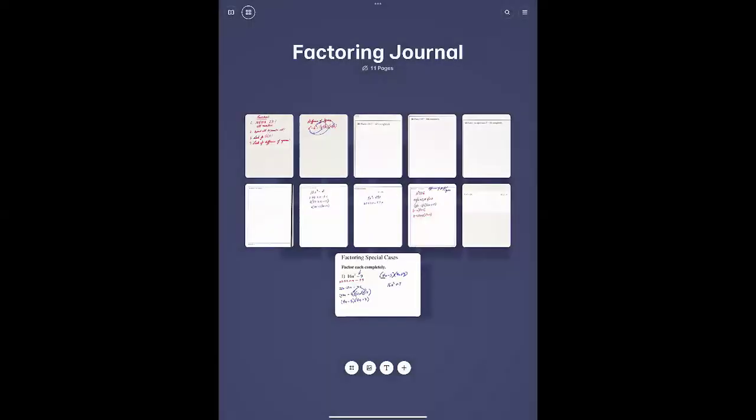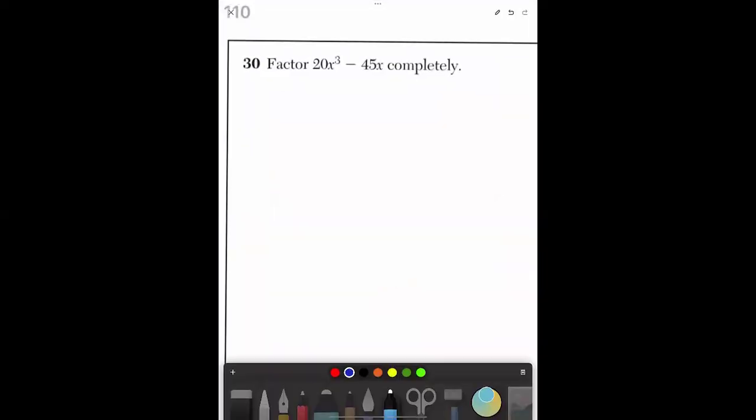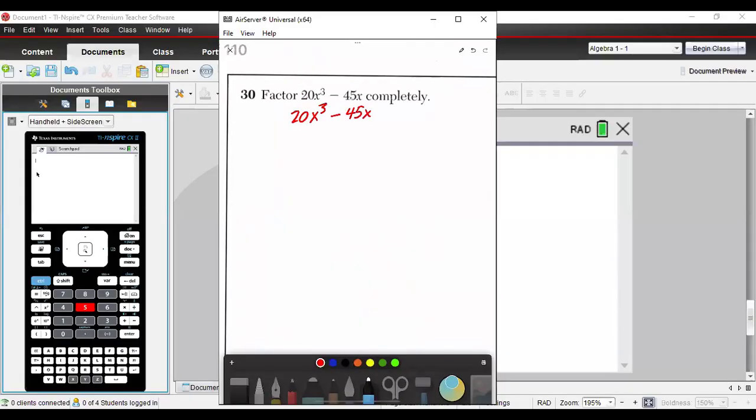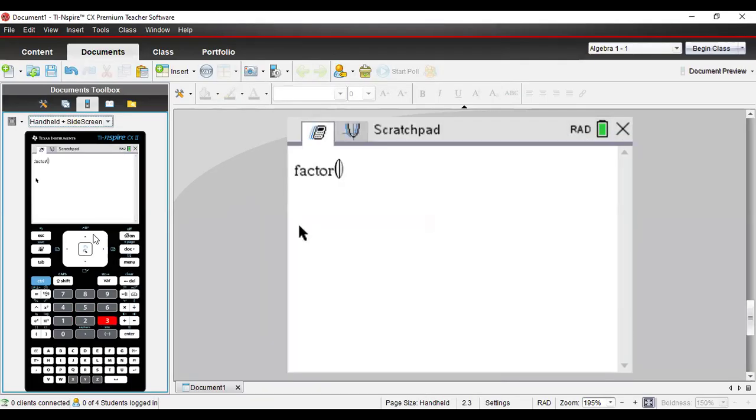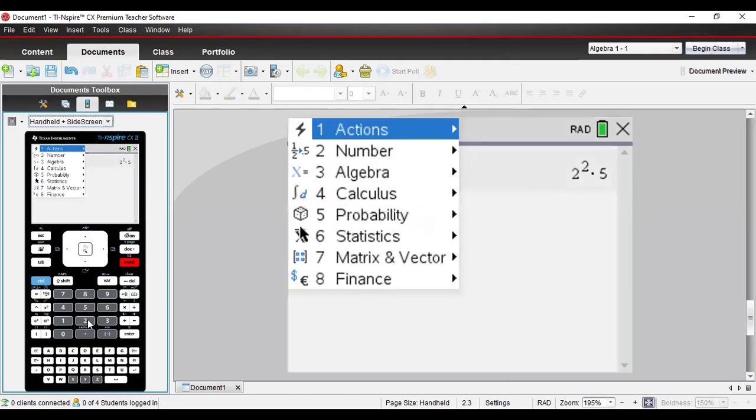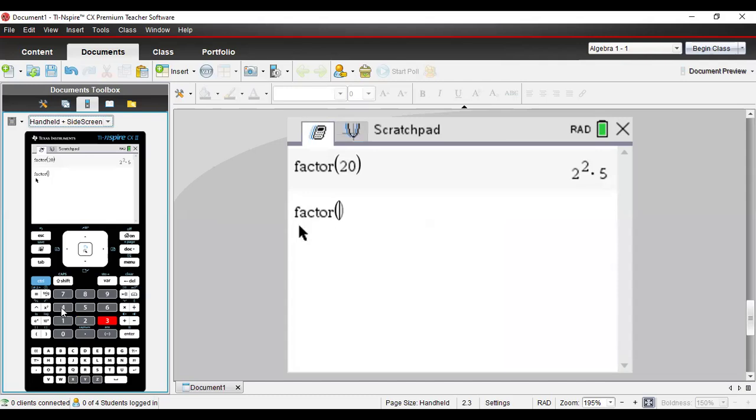Now, I'm going to try to do 2 or 3 examples. So here's the first one. It says factor 20x cubed minus 45x. First thing I'm going to do is just rewrite this. Now, my first step is I need the calculator. So I'm going to go get the calculator. I'm going to use menu 23 and put in 20. Then I'm going to do menu 23 again and put in 45. So those are the prime factorizations.